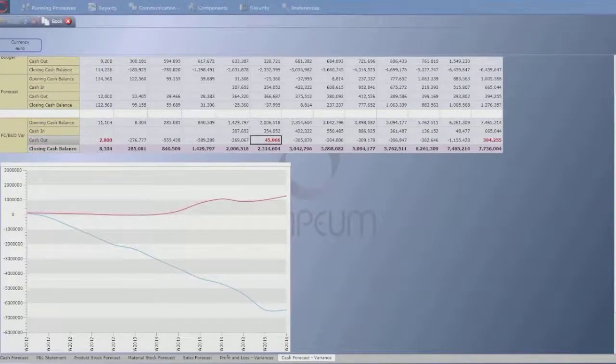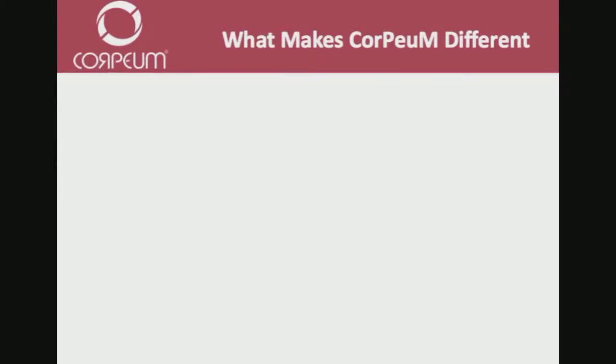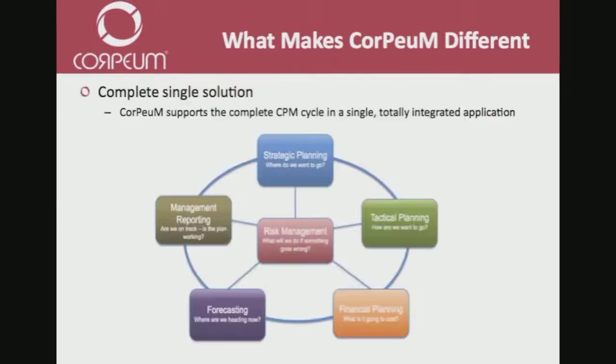Well, that brings us to the end of this short session. In it, I've tried to give you an idea of what CorPeuM can do in respect to cash forecasting, and how its unique architecture sets it apart from other CPM systems. In summary, CorPeuM is a complete single solution that supports the complete CPM cycle of strategic and tactical planning, financial planning, forecasting, management reporting, and risk management.